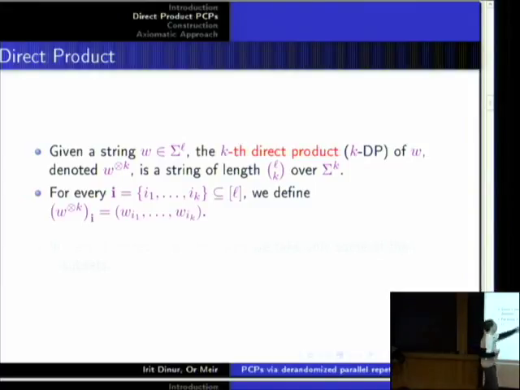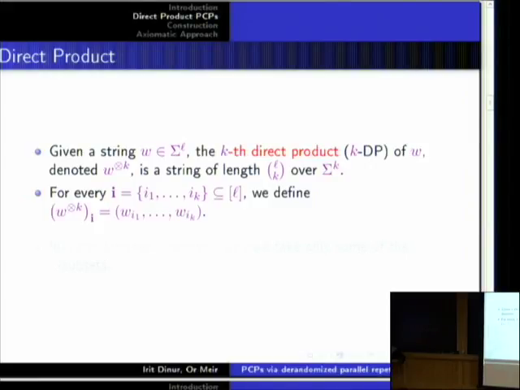If I have a string w over sigma to the L, then the k-direct product of w is a string that consists of all k sets of coordinates of w. That is, the coordinates of the new string are k sets of coordinates from 1 to L, and each such coordinate contains the corresponding symbols of w at those coordinates. This is the most important slide in this talk, so you'd better not miss it. But in order to draw your attention, I'll give an example.